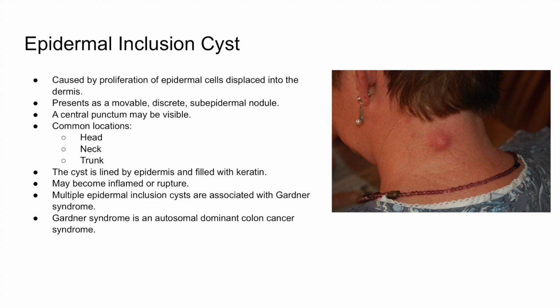Rupture releases keratin into the dermis and triggers an intense foreign body inflammatory reaction, which can resemble infection. Multiple epidermoid cysts occurring early or in an unusual location should raise concern for Gardner syndrome, an autosomal dominant APC variant, or familial adenomatous polyposis, that also features osteomas, desmoid tumors, and very high colorectal cancer risk.